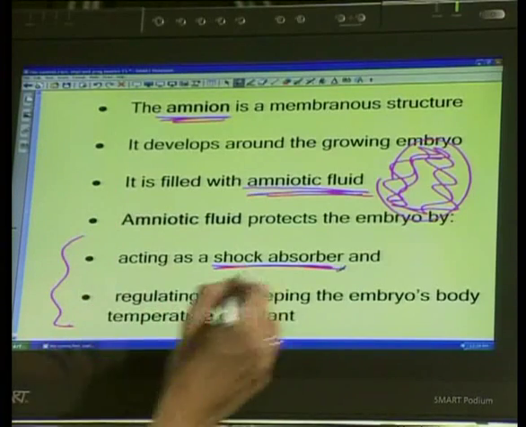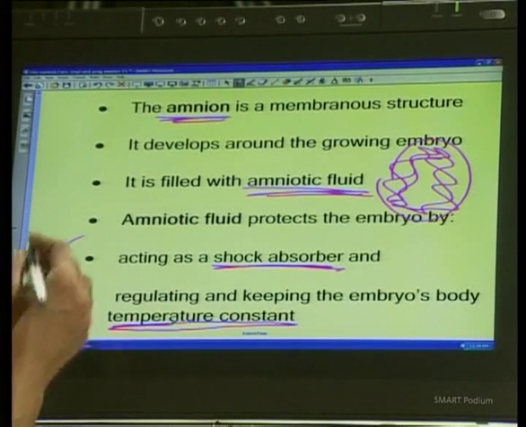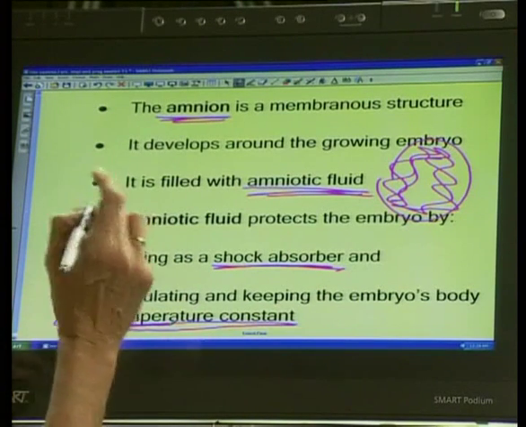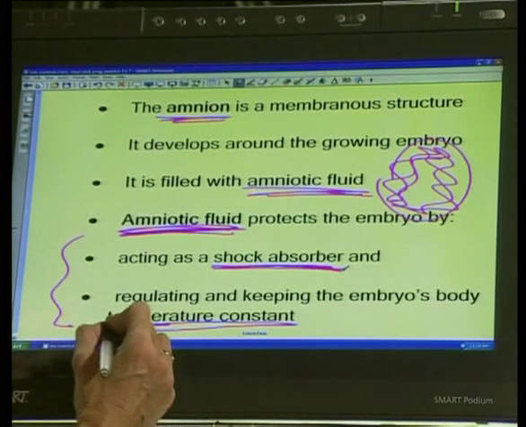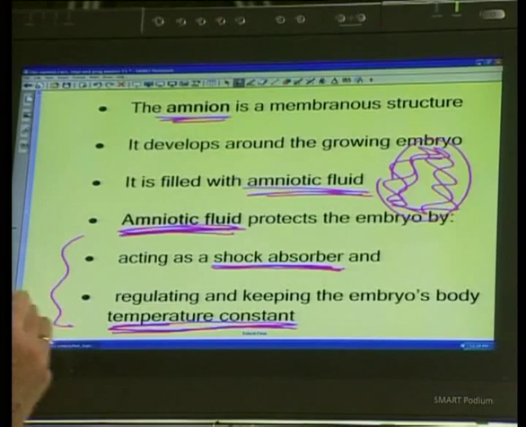Secondly, because it's fluid, it keeps the temperature constant so that the little embryo's body temperature doesn't fluctuate too much. So what is the function of the amniotic fluid, people? It acts as a shock absorber, and it regulates and maintains a constant body temperature.